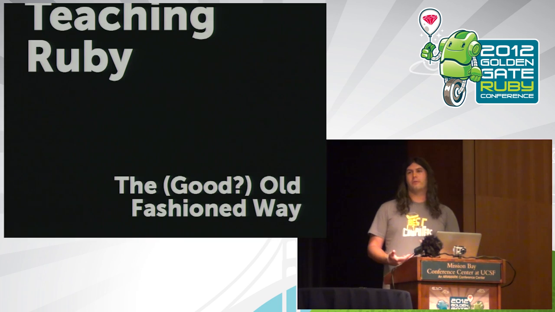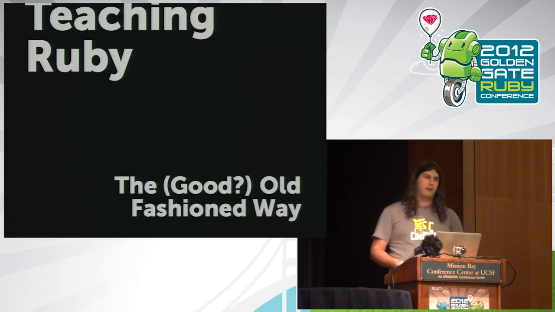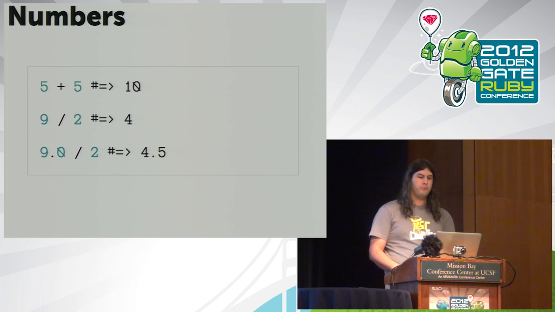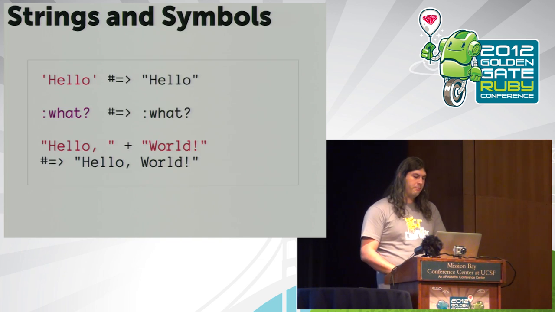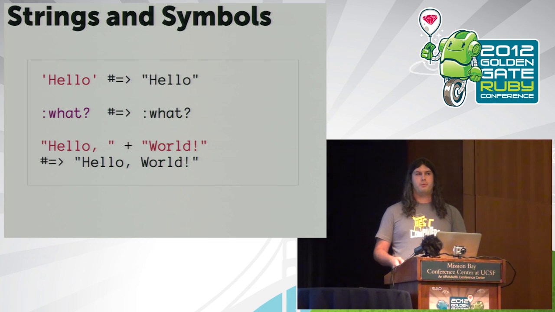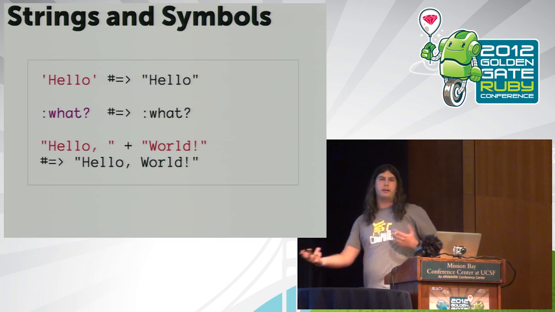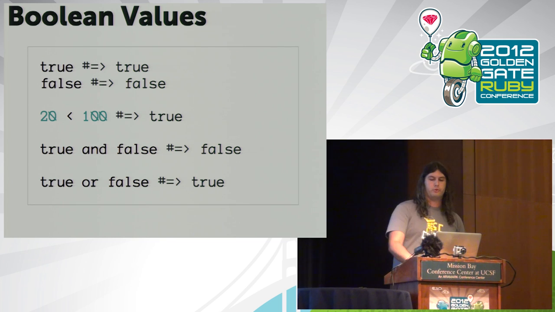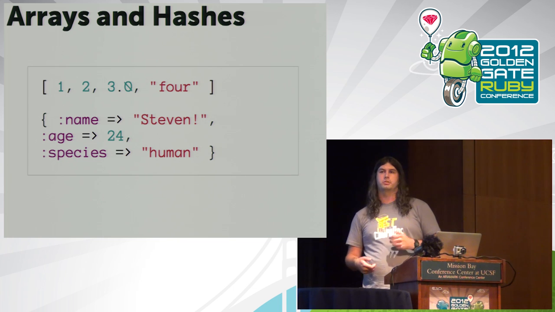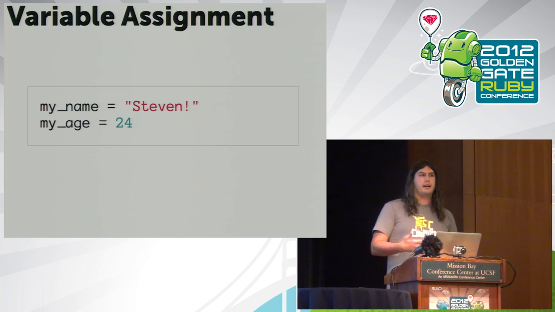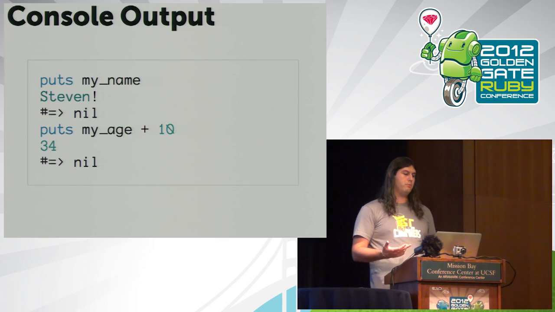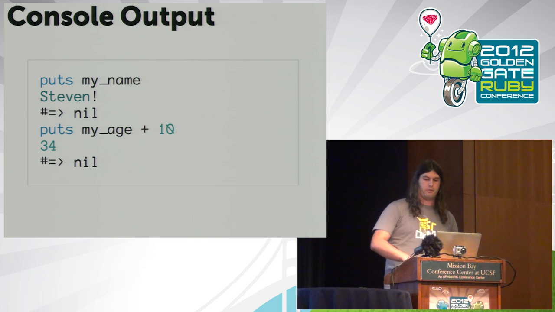So what are we doing right now teaching Ruby? Well, we generally start with data types. So we've got some numbers. Numbers are cool. We've got both integers and floats here. And then we might talk about strings and symbols, or maybe we'll just pretend symbols don't exist because they're hard to explain. And then we'll talk about truth and false, and Boolean expressions and how those work in Ruby. And then we'll go over collection structures, like arrays and hashes. And then we'll maybe assign some variables. And then maybe we'll use those variables in Ruby expressions. And then we'll do some console output, you know, good old puts, nothing beats puts.